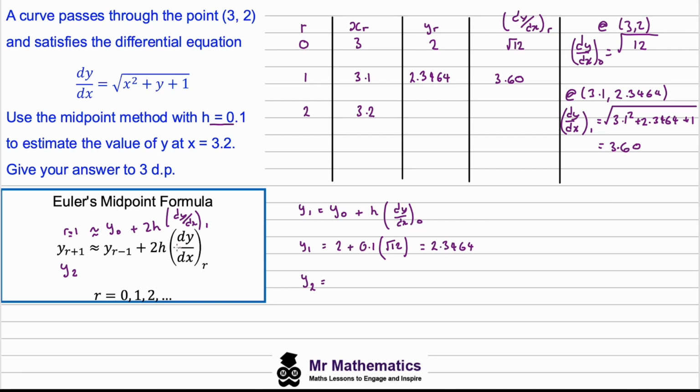So we can substitute in our values. We get y0, which is 2, plus 2 lots of 0.1, so 0.2. And then we want the gradient at our first iteration, so 3.6. And we can work this out, and to 3 decimal places, we get 2.720. Okay? So this is our final solution.